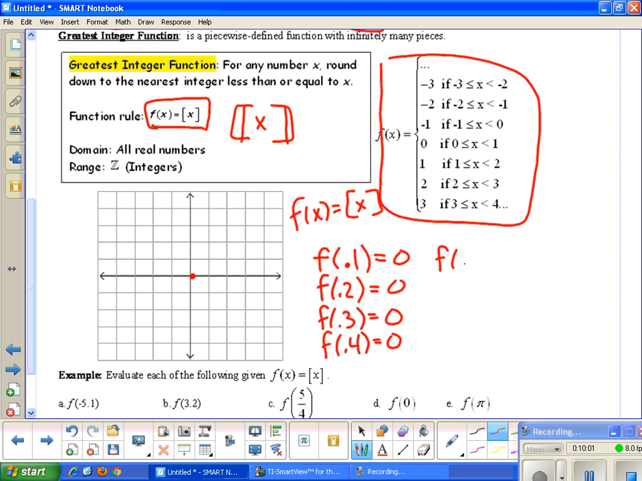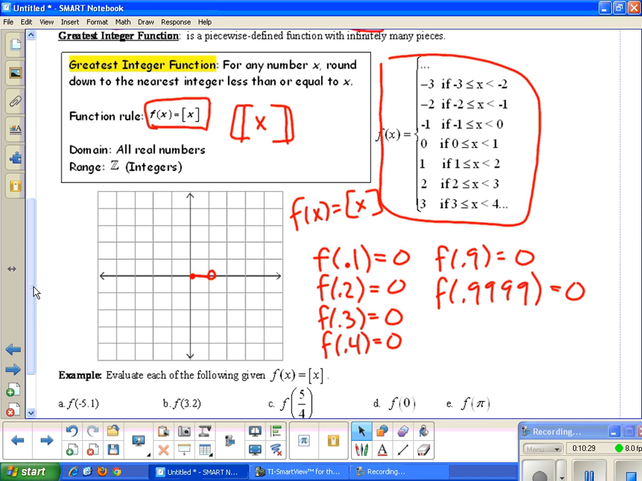So if I do f of 0.9, it rounds down to 0. If I do f of 0.9999, etc., that also rounds down to 0. So basically, everything rounds down to 0, except for when we get to 1. So we're going to put an open circle here, and I have all these at a y value of 0. So for any x value in between 0 and 1, it rounds down to a y value of 0.